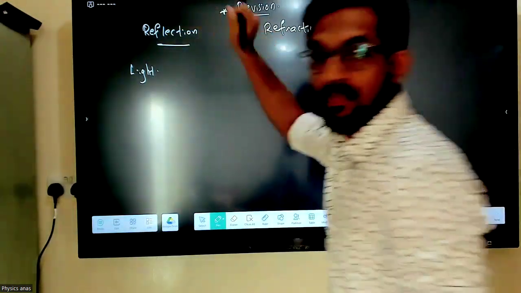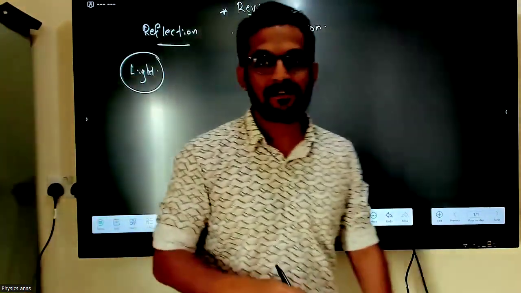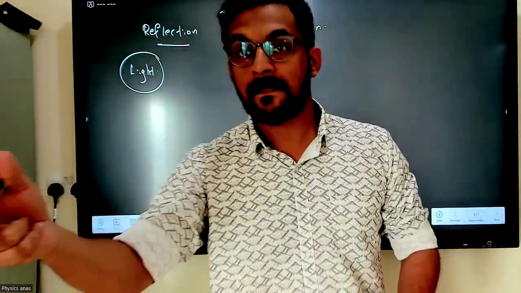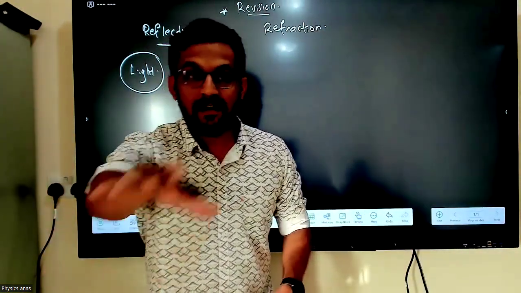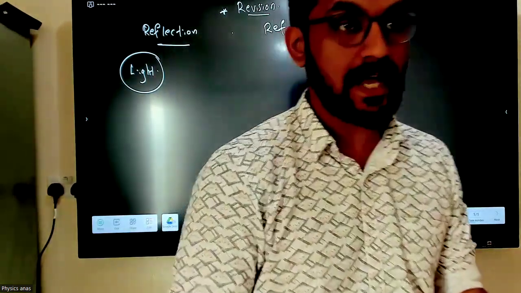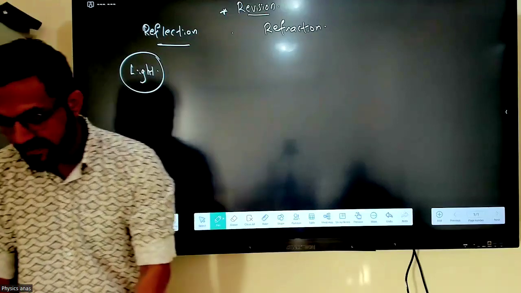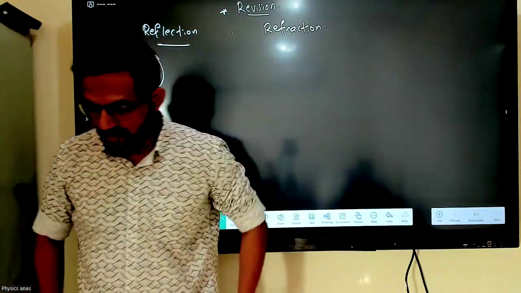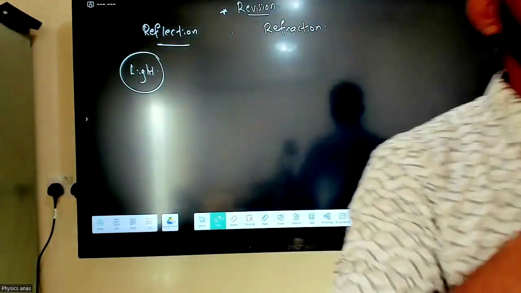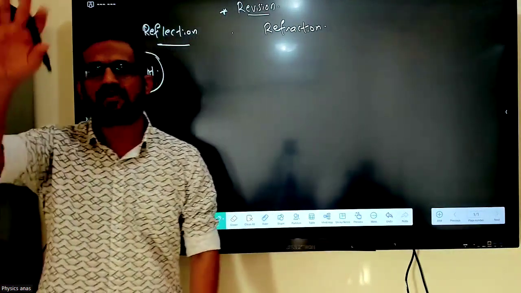Now, first, what is light? Light is a form of energy which causes the sensation of vision and which makes the object visible when reflected from it. Okay, you know that. And there are some theories of light, not so important.